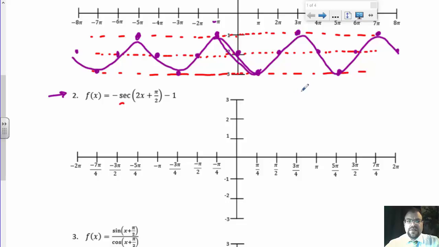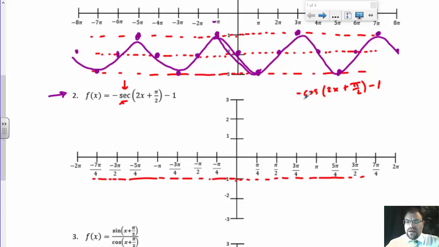So the first thing I'm going to do is graph the negative cosine of 2x plus pi over 2, minus 1. Cosine is the reciprocal of secant, so I can graph secant easily if I can graph its reciprocal, cosine. So I'm going to graph this first, and then secant will be laid out for me. So I have -1, that's my vertical shift.